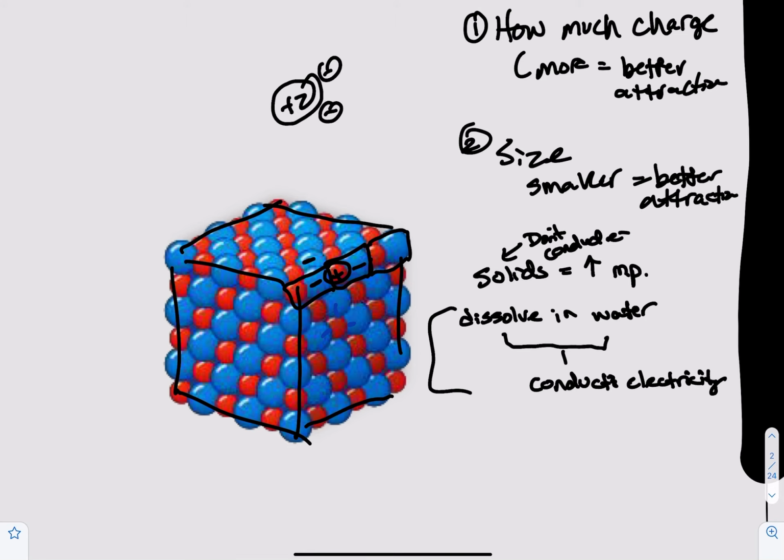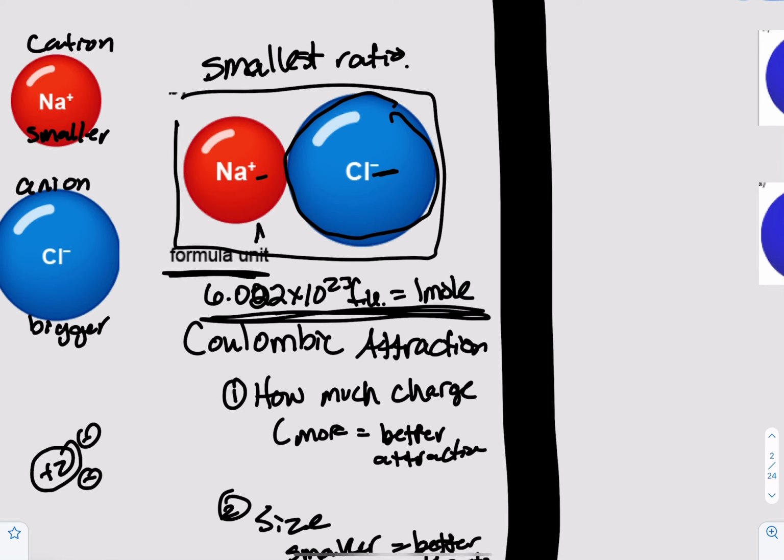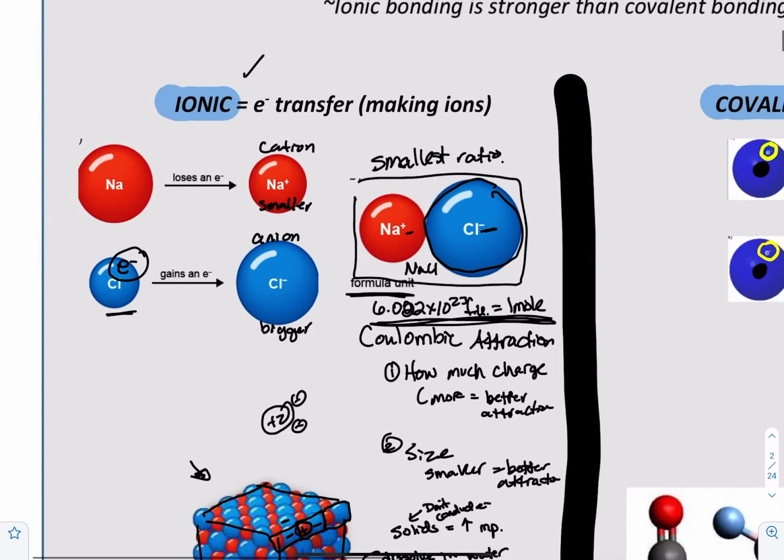It's because when you dissolve ionic solids in water, and your tap water has ionic solids dissolved in it, it will conduct electricity. And just keep in mind that we won't ask you to draw this shape, just showing you what it looks like. We're only going to be asking you to put these in groups of their smallest ratio. NaCl, not Na2Cl2. And that is the ionic bond.